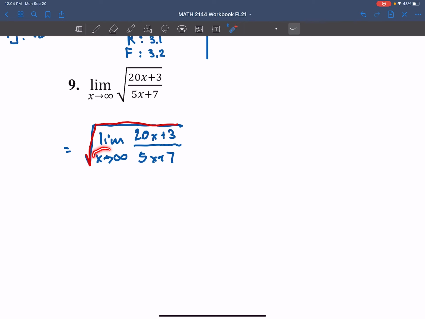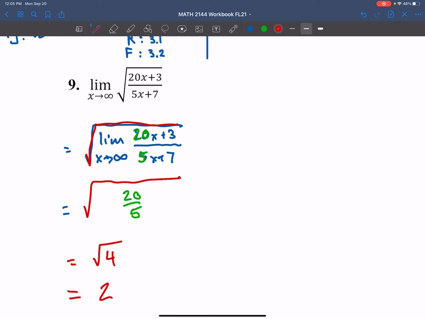Whenever you have the limit as x approaches positive or negative infinity of some sort of rational function, look at the degree. The degree of the numerator and the denominator are both 1. So the limit is just going to be the ratio of the leading coefficients. We'll still have the square root, but then it's just 20 over 5, which is the square root of 4. So it is 2 here.